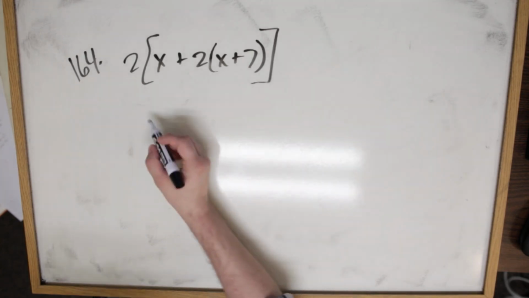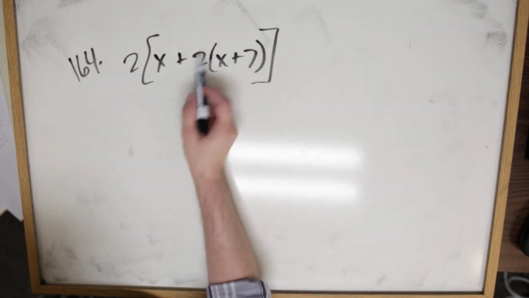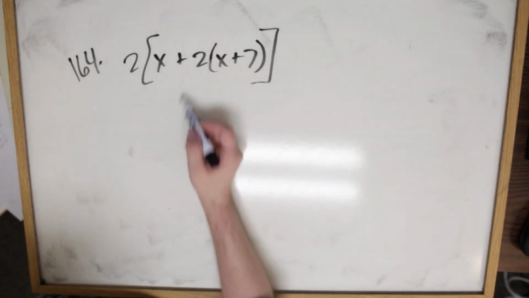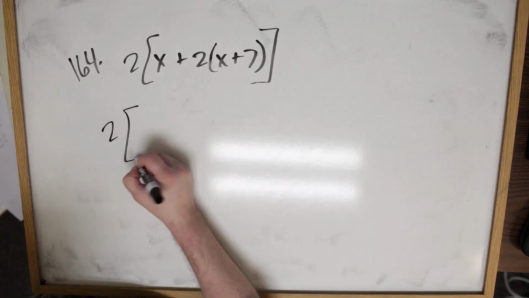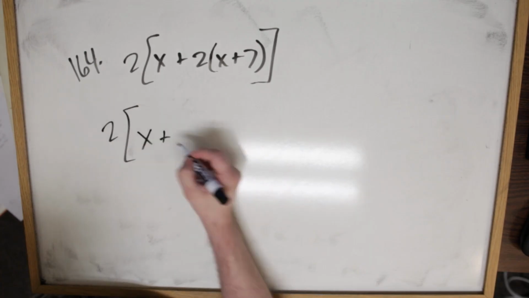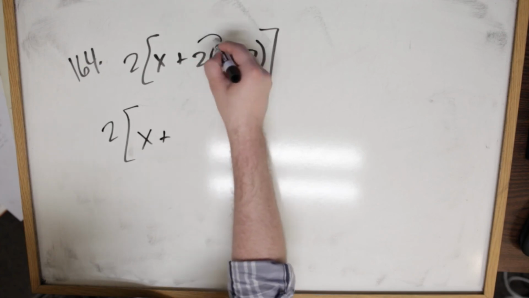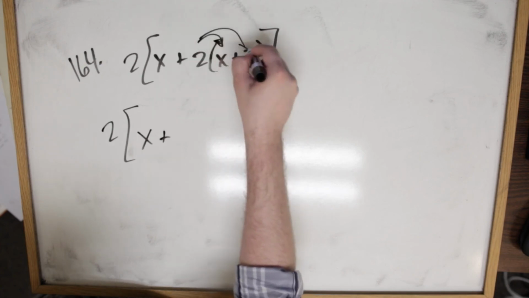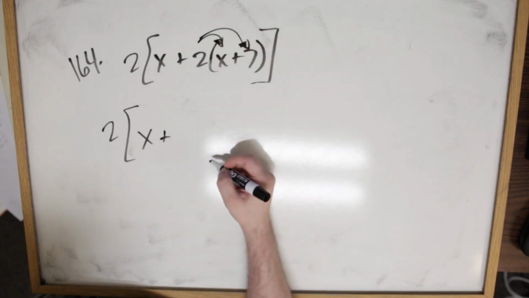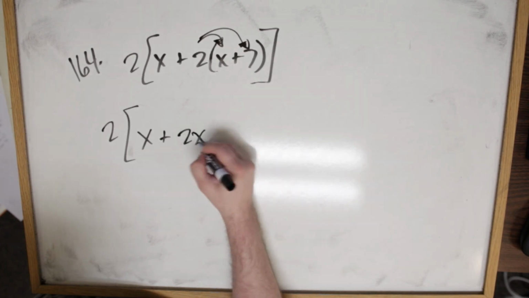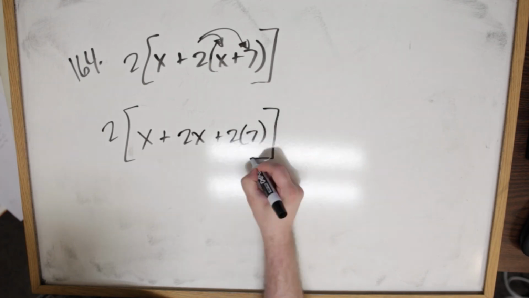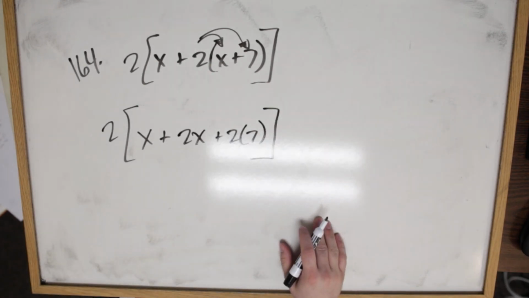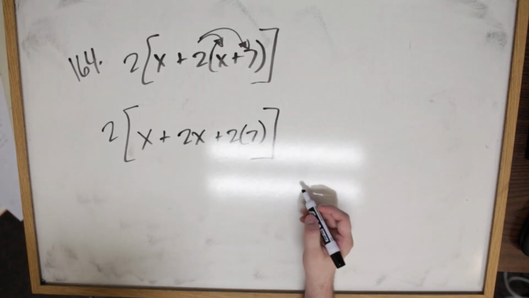So I'm going to ignore everything except for just distributing this part right here, okay, the small part. So let's go ahead and rewrite this all out, x plus, and now we do the distribution here. So 2x, 2 times 7, so this will be 2x plus 2 times 7. There's our big bracket at the end.